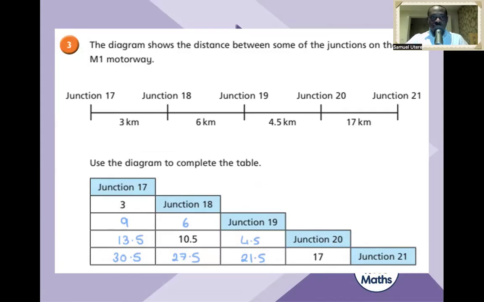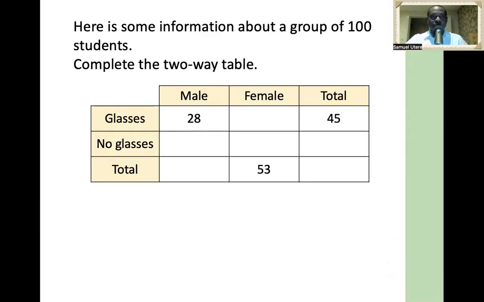All right, next one. Here is some information about a group of 100 students. Complete the two-way table. Now, we're doing some new learning. There is another form of table in maths called two-way tables. Why do we call it two-way tables?